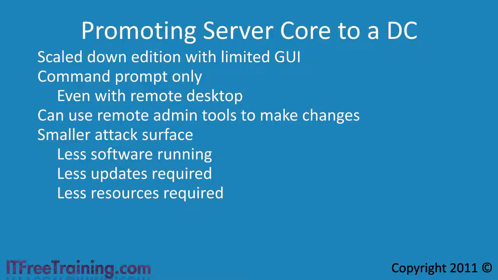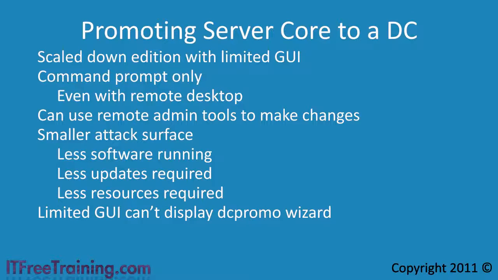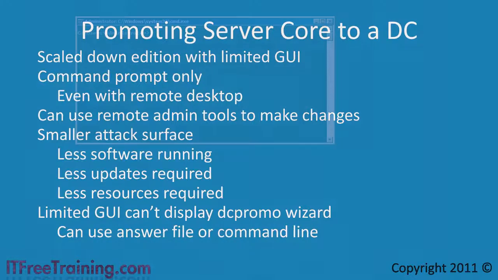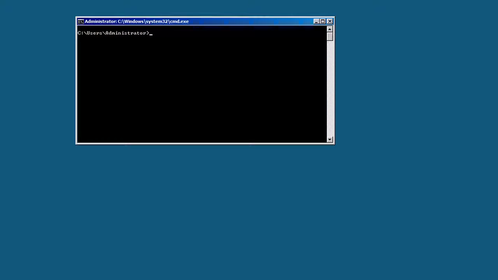On a busy network, you may want to consider installing a domain controller on Server Core to try and get more performance. You may also use Server Core if you are worried about security. The problem with promoting a server to a domain controller on Server Core is that the limited GUI can't display the wizard for DC Promo. To get around this, you can use an answer file or specify the options in the command line. I will now change to my Windows Server 2008 computer to demonstrate how to promote a server to a domain controller that is running Server Core.